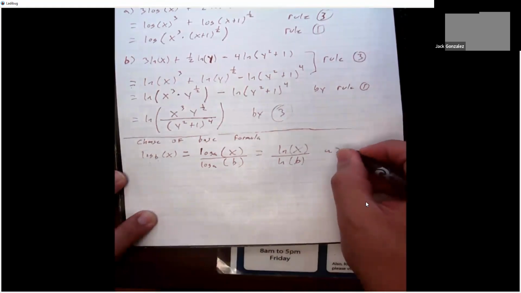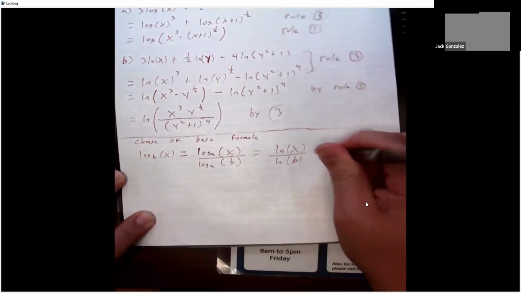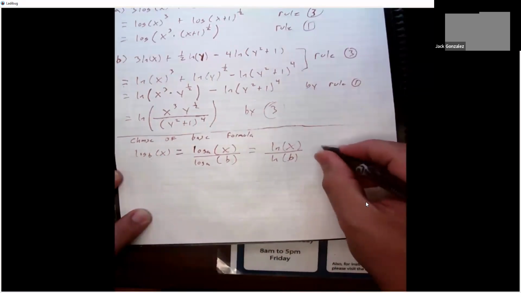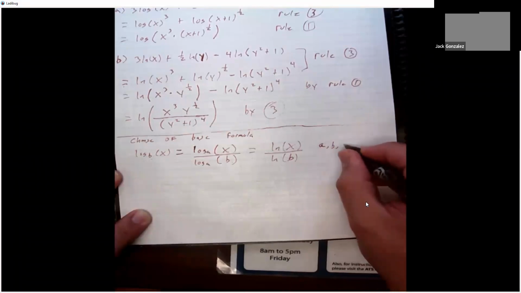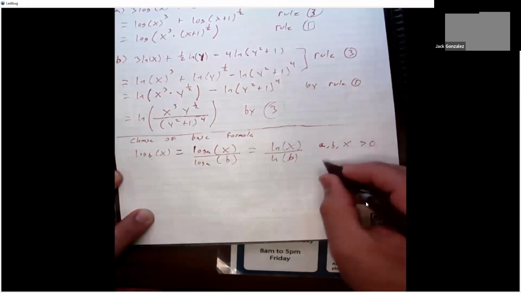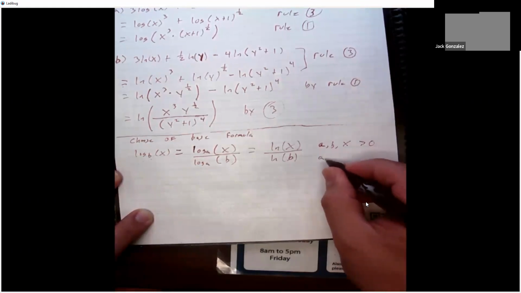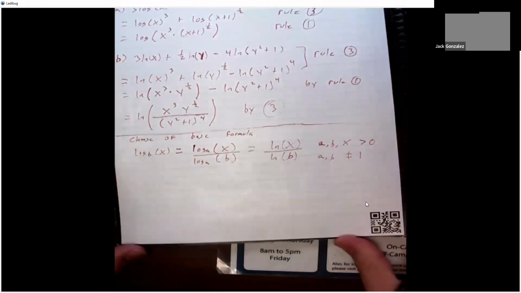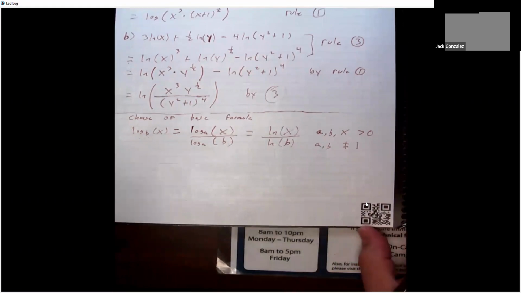a must be greater than, well, actually both. Make a note here. a, b, and x must be greater than 0. a and b are not equal to 1. I'm sure that was already implied, just in case. There it is.